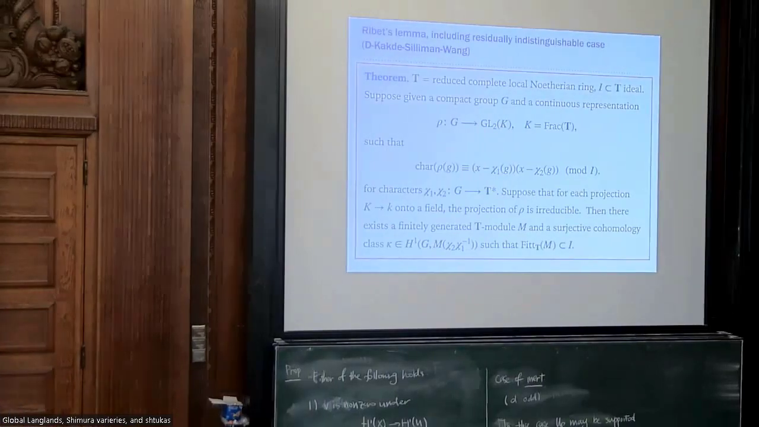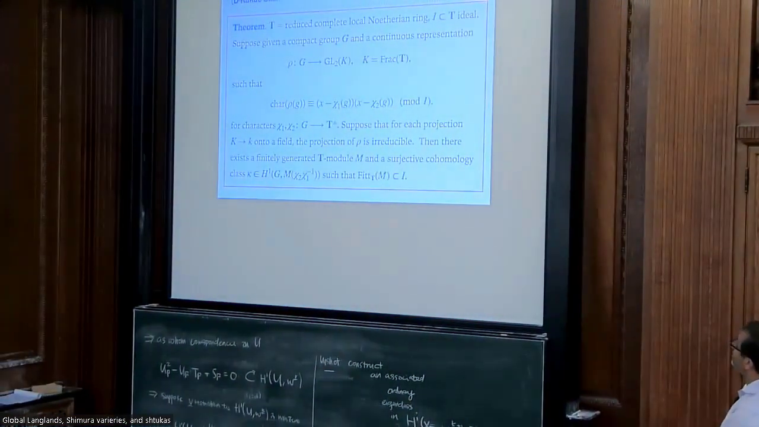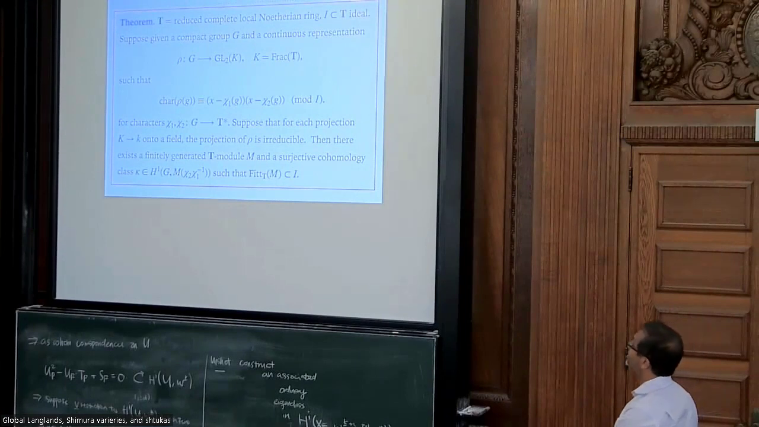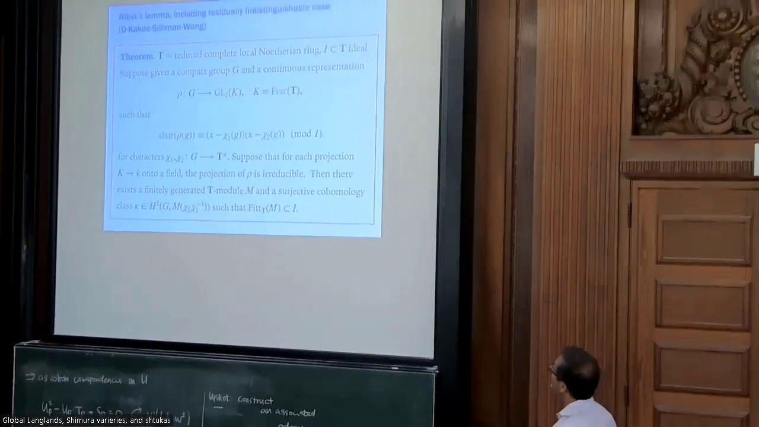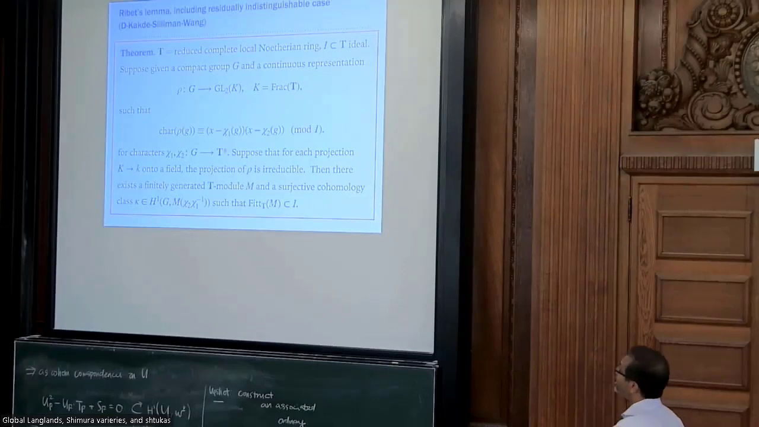Okay, so now this is the more technical part of the talk. So what is Ribet's lemma, and what is the so-called residually indistinguishable case that we've recently handled with Kakde, Silliman and Wang? So we start with some complete local Noetherian ring T, and just for simplicity, I'll assume it's reduced in this talk. And we have a representation of a compact group into GL2 of the total ring of fractions, okay? And we don't know that the representation lies in GL2 of T, just in GL2 of the total ring of fractions, so that's very important.